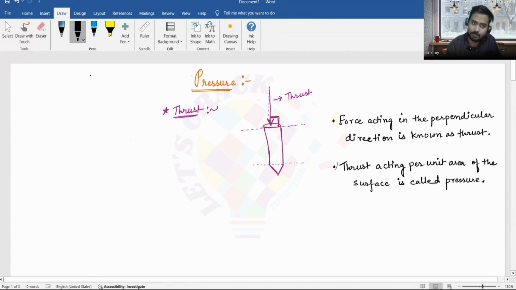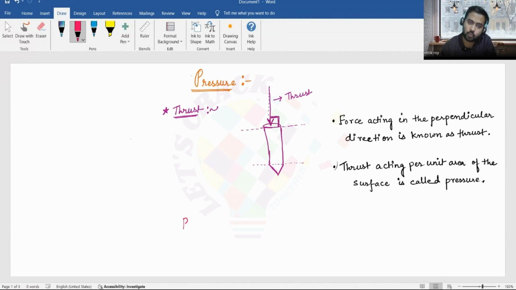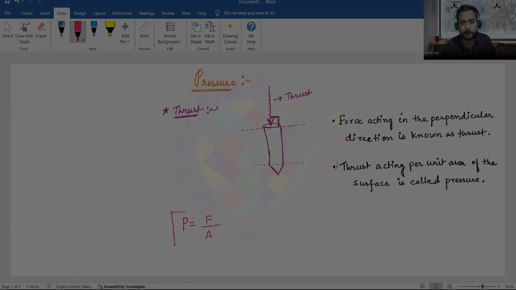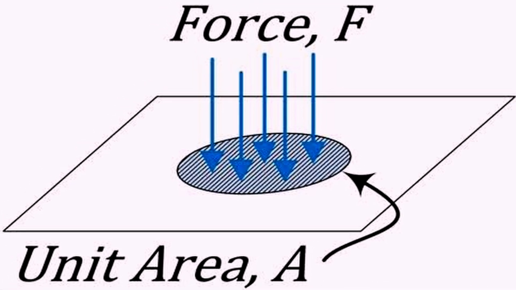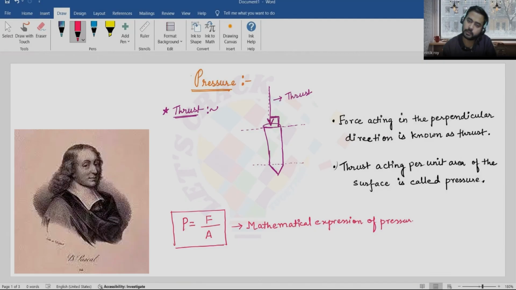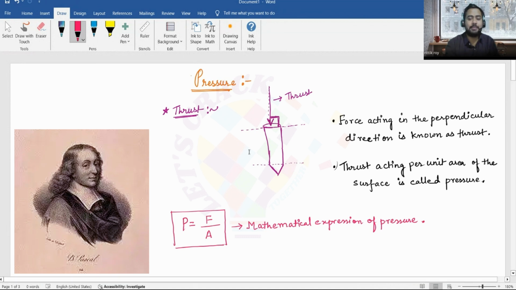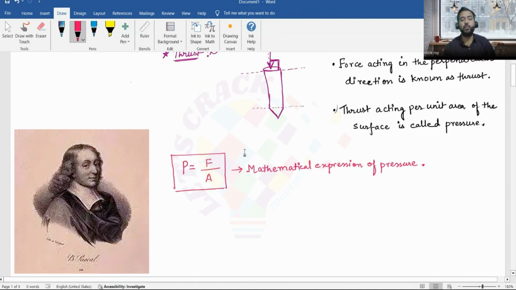So mathematically, how can I frame it? As we have already studied, pressure is thrust acting per unit area. So thrust is what? Perpendicular force. So I can say pressure is equal to force by area. This is the mathematical expression. Now the question that comes up is, then what will be the units?